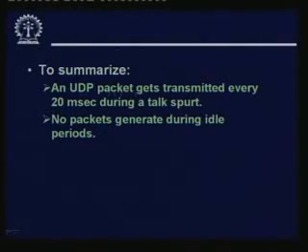So, basically when you are transmitting voice over a network, a UDP packet gets transmitted every 20 milliseconds during a talk spurt, but when you are not talking, when we are in the idle mode, no packets are generated. So, the 8 kilobytes per second bandwidth that I have talked about is the bandwidth required to be available, but it is not that you are continuously utilizing that bandwidth. Okay? This is the idea.